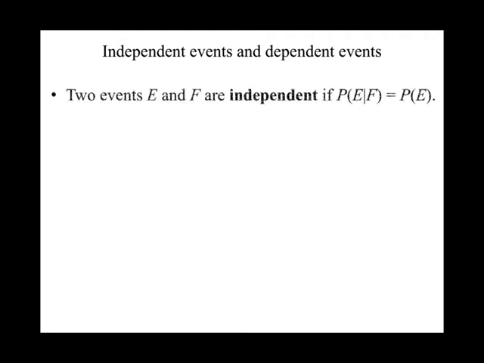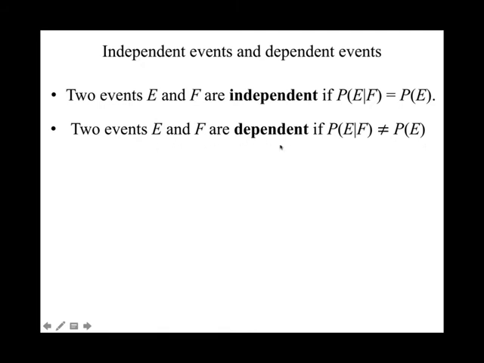Okay, independent events and dependent events. Two events E and F are independent if the conditional probability of E given F is equal to the probability of E. And two events E and F are dependent if the probability of E given F is not equal to the probability of E. So this part here, they're talking about independent events and dependent events. And they didn't explain the meaning of independent or dependent. They only show you the formula, how to prove if it is an independent event or dependent event.